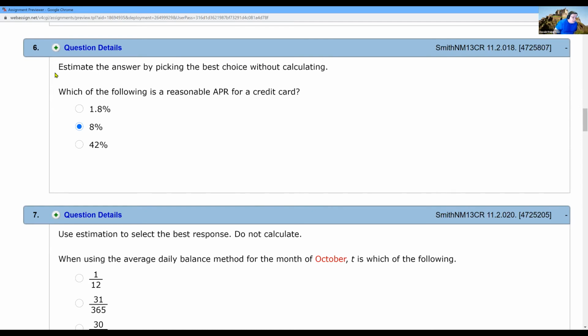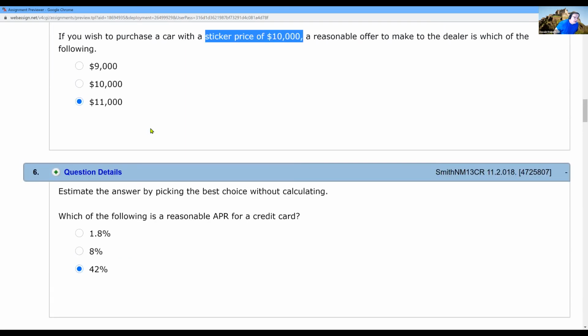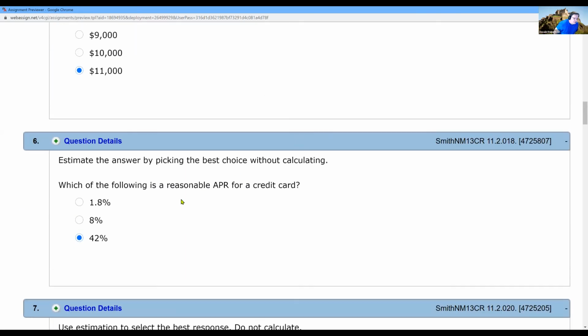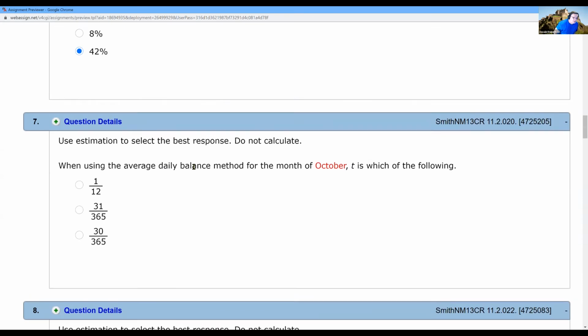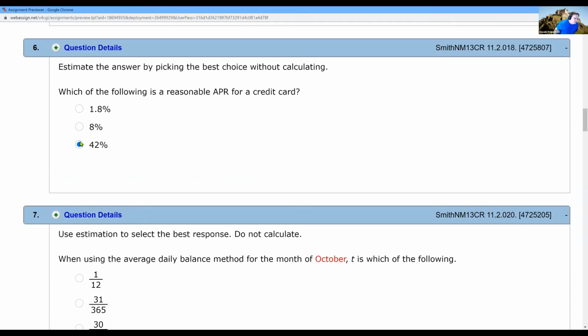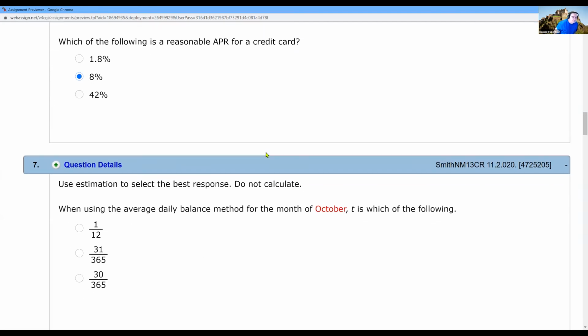So 8%. I would say if you could get a 1.8%, you better be Bill Gates, because I don't know anybody else who can get that interest rate. And if you got 42%, it's because you've got the worst credit in the world. So not only are you buying a car at 36%, you're paying 42% on your credit card. Not good. In fact, that's an exaggeration. I don't think anybody in their right mind would pay 42%. Although payday loans could easily be that high, but that's not a credit card.